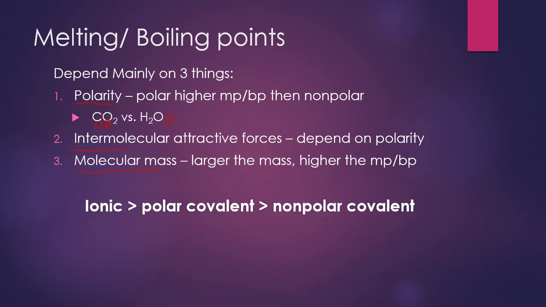And here is that chart I was talking about on the previous slide. Remember that ionic has the highest. So if you are looking at two compounds and one of them is ionic and the other is covalent, the ionic one will have the higher melting point and boiling point. If you're looking at two covalent compounds, that's when you need to figure out their polarities and use that to predict which will have the higher.